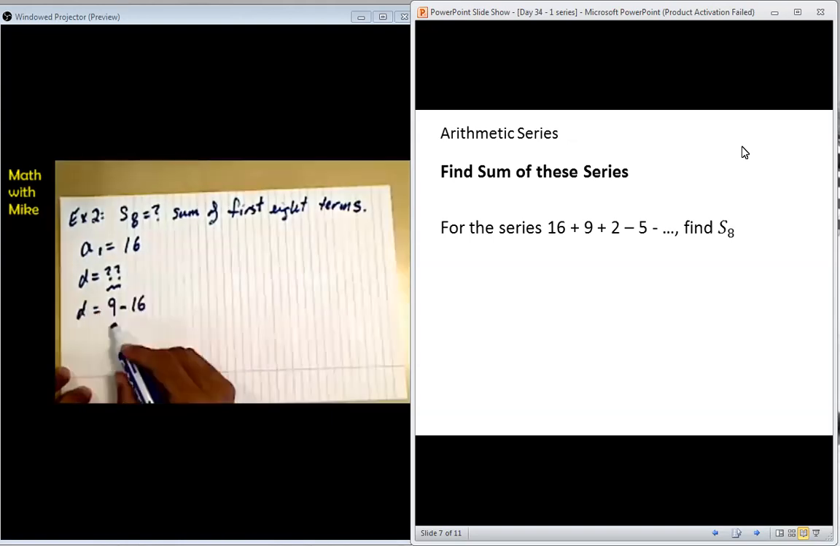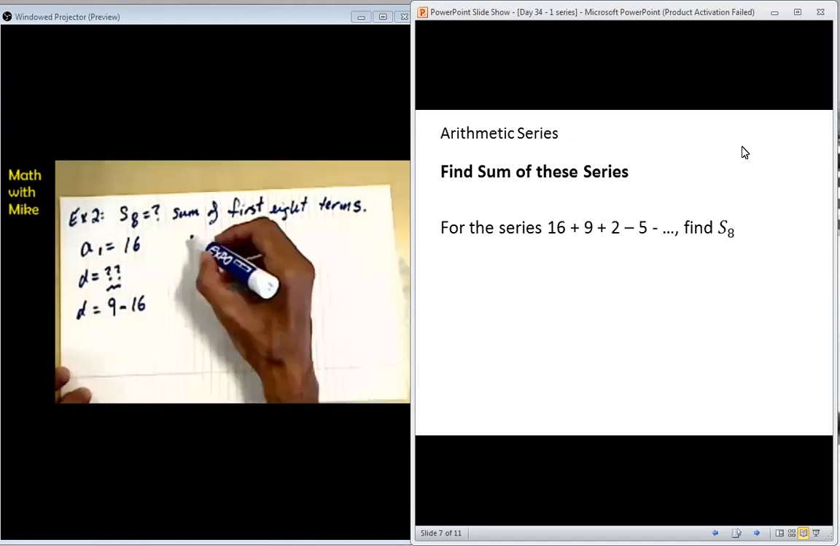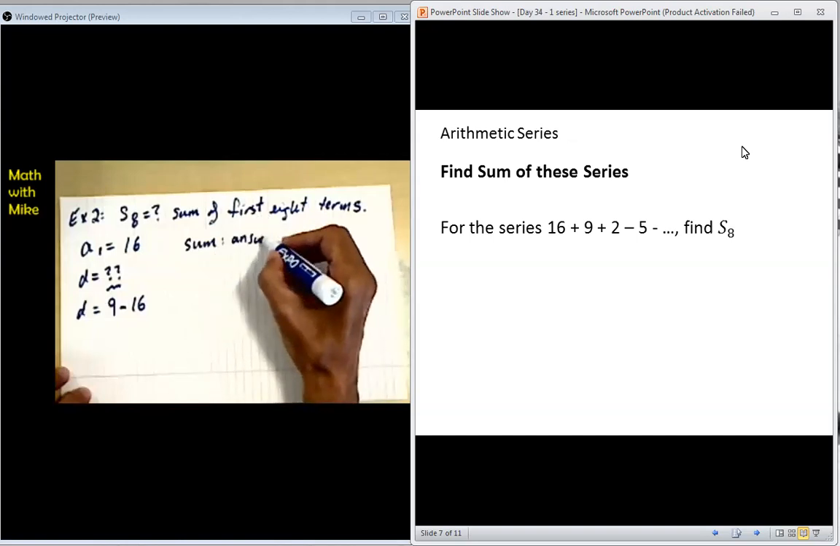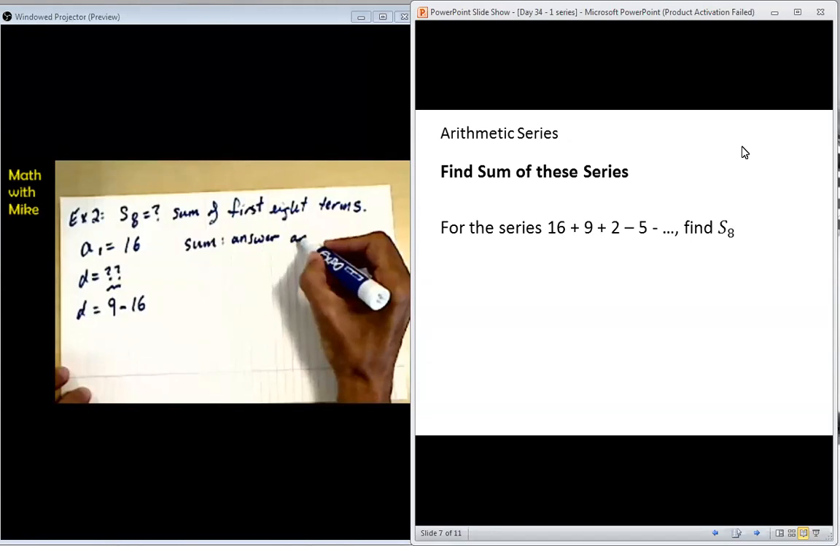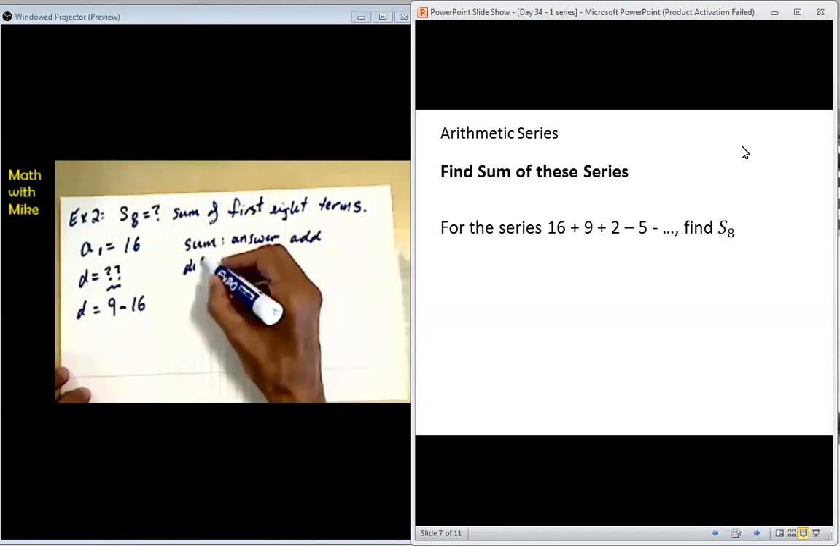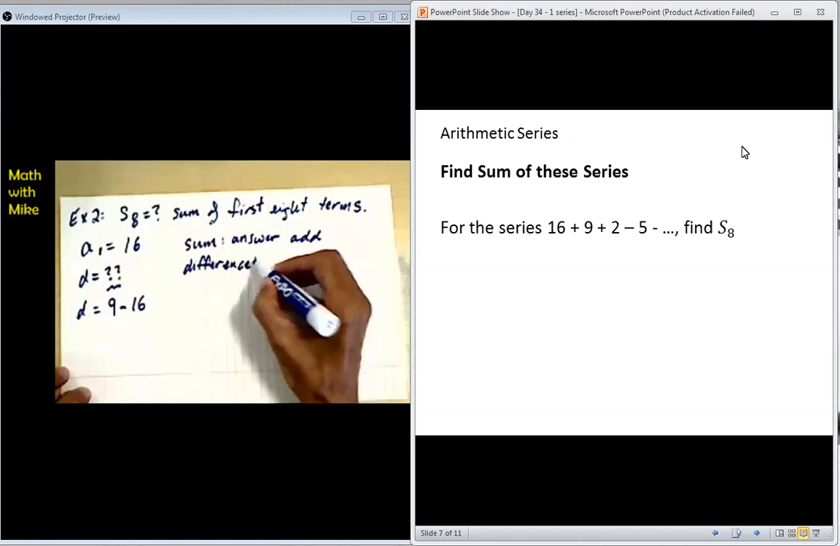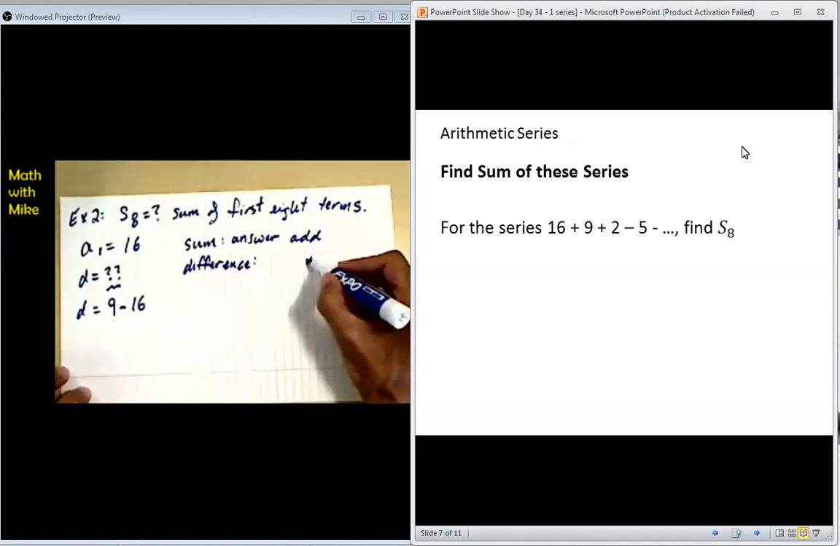That's right. No. No, because what I was saying, sum, that's the answer from adding. And difference is the answer from subtraction, from minus, okay?